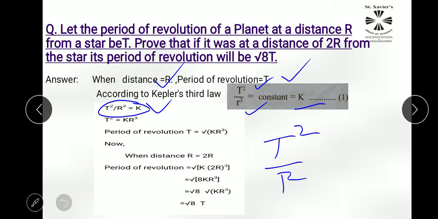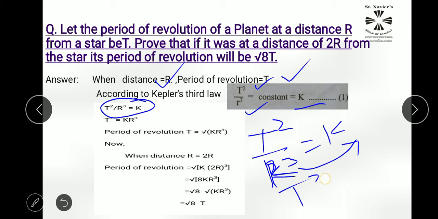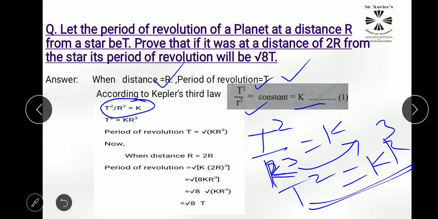I'll just copy the second step. Here we are having T square upon R cube is equal to k. I'll just change the side of R cube. We'll get T square is equal to k R cube, students. So this T square is equal to k R cube we have written over here.